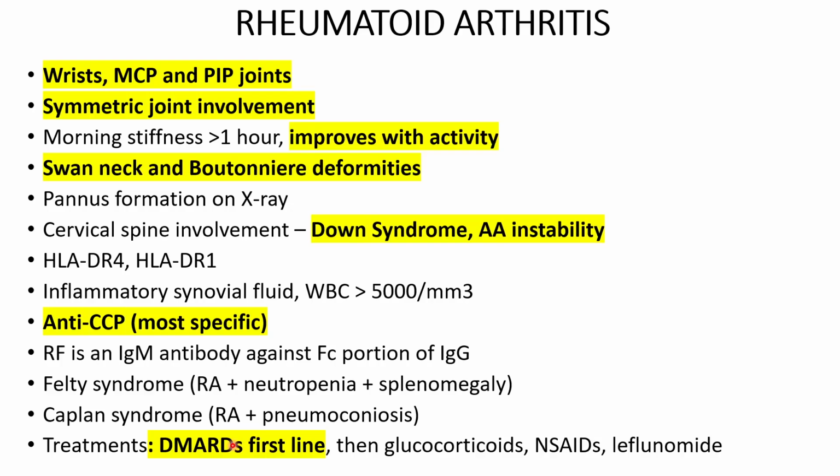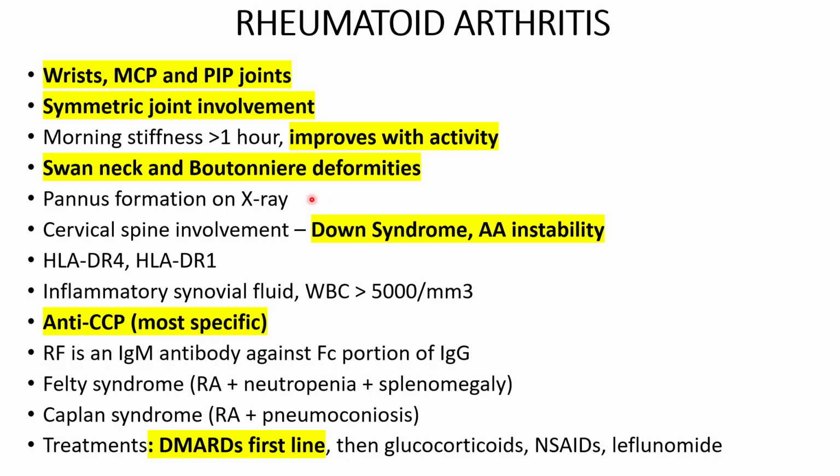When it comes to RA, we really want to focus on which joints are involved. And for RA, that's going to be the wrists, MCPs, and PIPs. There's going to be symmetric joint involvement as well as morning stiffness that improves with activity. I'm going to show you pictures in just a second of what these swan neck and boutonniere deformities look like, but these are absolutely crucial for you to know.